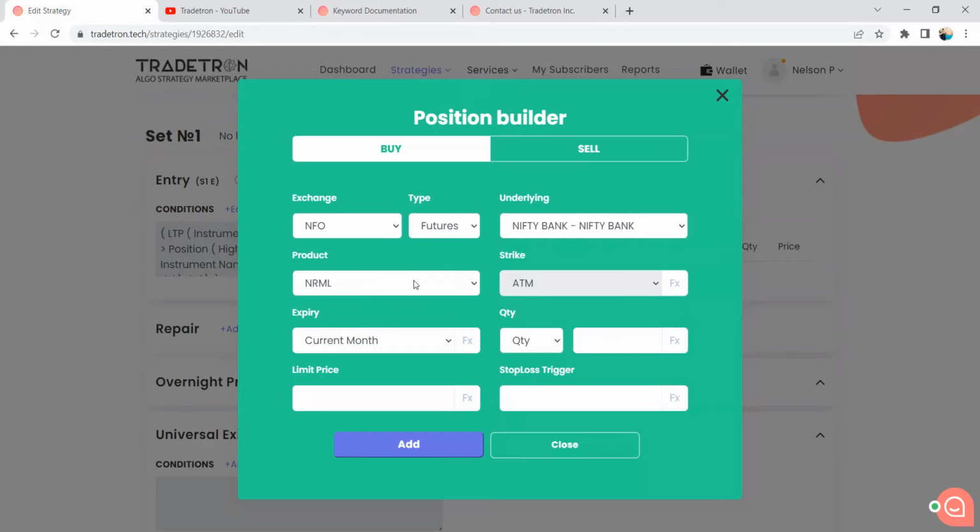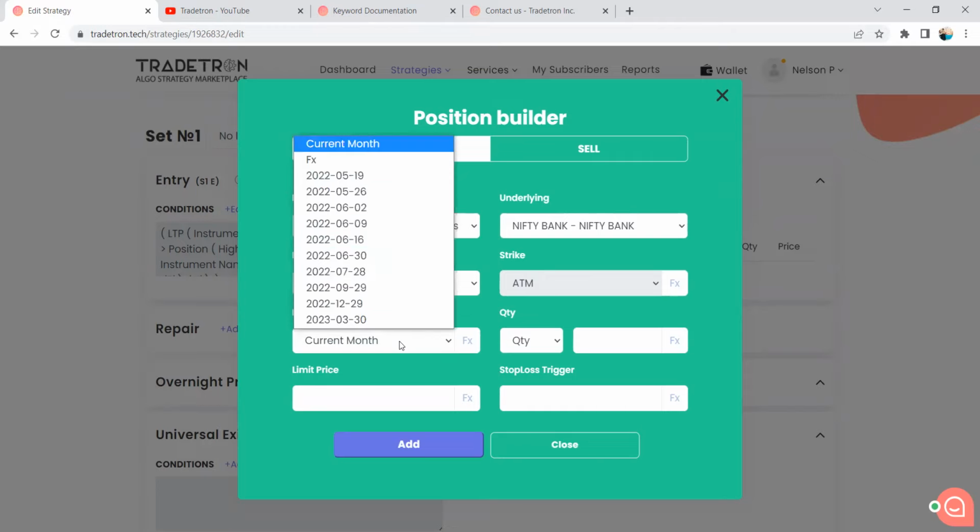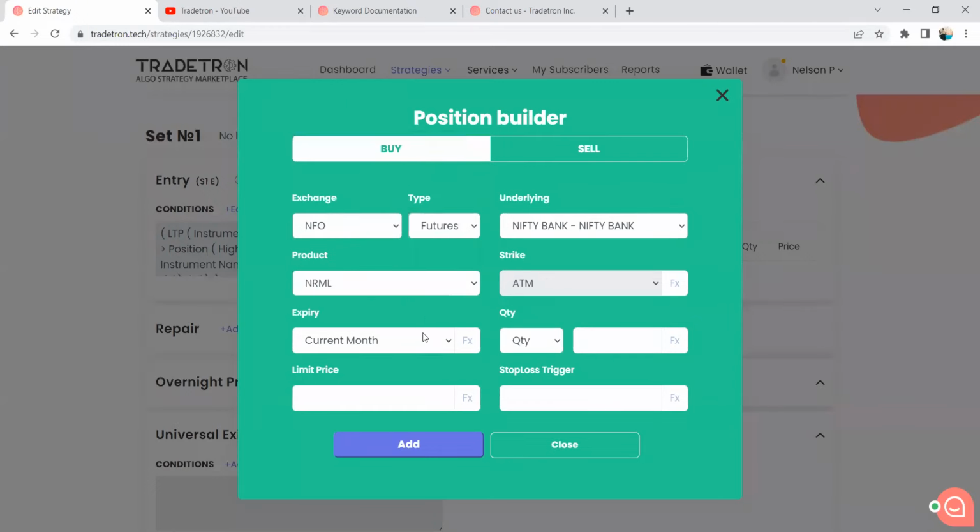And this will be, we want to make this as a positional strategy. If you want an intraday strategy, then instead of NRML, you can select MIS. So let us keep this as NRML for now. And strike will not be there because in any case, this is futures. Strike will be there only if you are selecting options, right? So next, the expiry will be current month because there is no weekly expiry for futures.